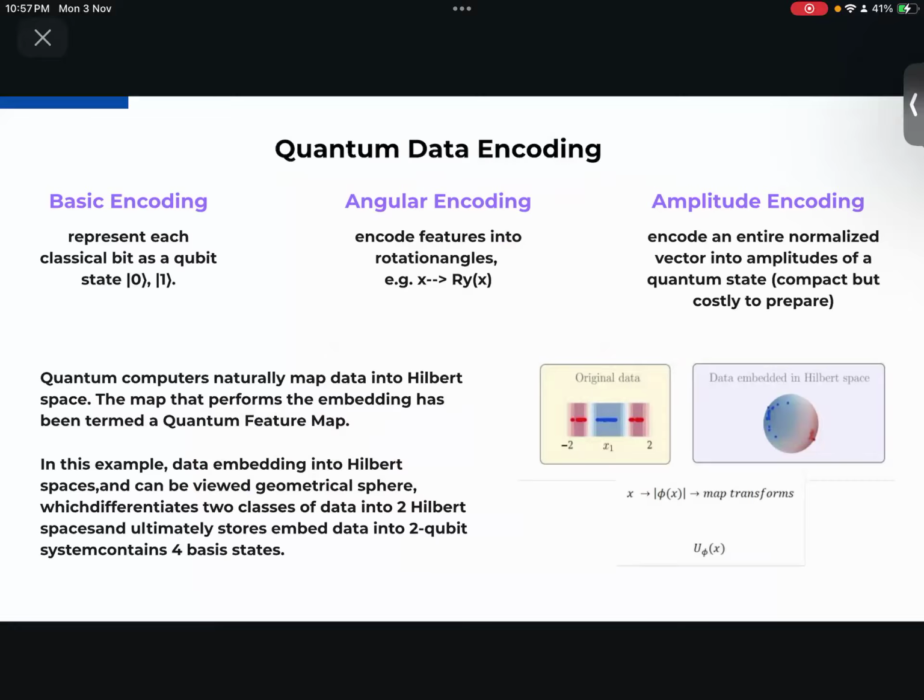We have the basic encoding, just to represent the data from classical bits to qubits. You have the angular encoding, where you can encode the features into rotation angles, so you can basically rotate on the y axis, the z axis, or the x axis to be able to encode it. And then you have the amplitude encoding, and this one is basically the most costly approach.